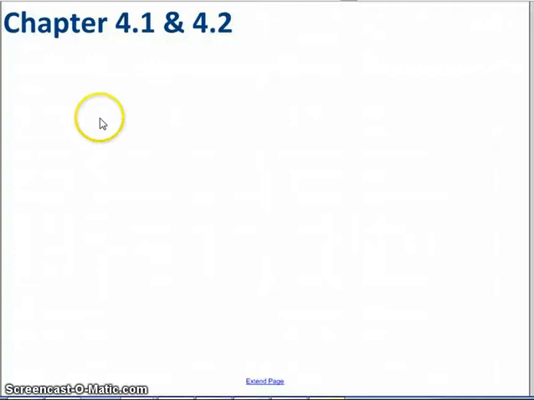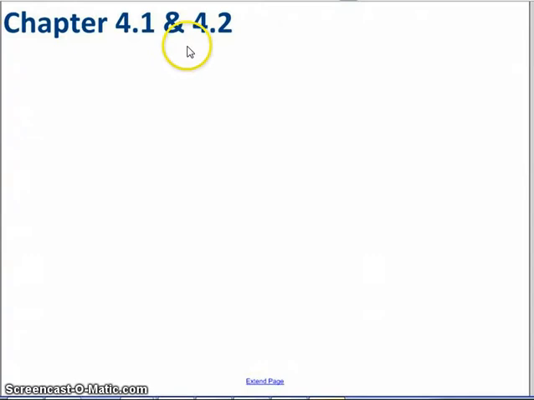Hello, Algebra 1. We're moving on now to Chapter 4, which is all about graphing linear equations. And I know that you've practiced graphing back in middle school several times, so I'm not going to spend as much time on some of the points that are familiar to you. I don't want to review too much.